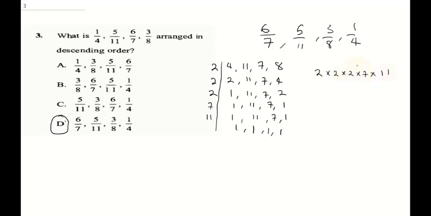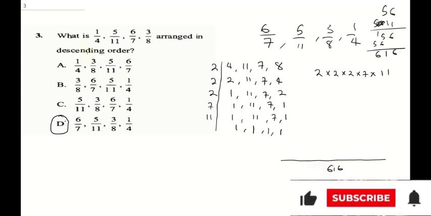So when you multiply this, 2 times 2 is 4, 4 times 2 is 8, 8 times 7 is 56, 56 multiplied by 11. When you do 56 multiplied by 11, you're going to get 6, this is 1, you carry 1, and this is 6. So the LCM is 616. So when you draw your LCM table, 616.